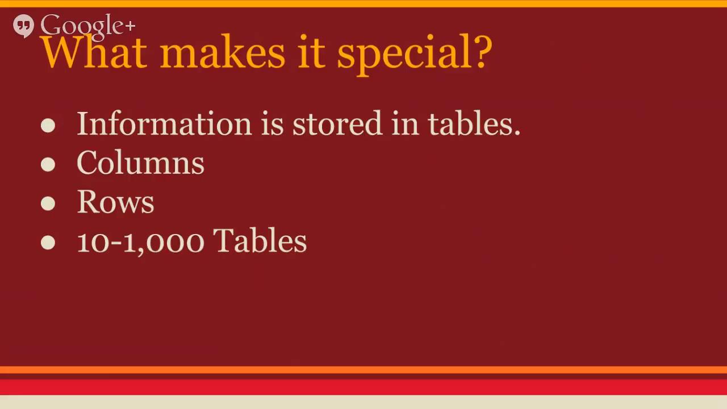The columns in each table act as a field for the information, for example, the age or address of the customer, and the rows in the table hold the actual data for that term. The typical database can have anywhere from 10 to 1,000 tables.